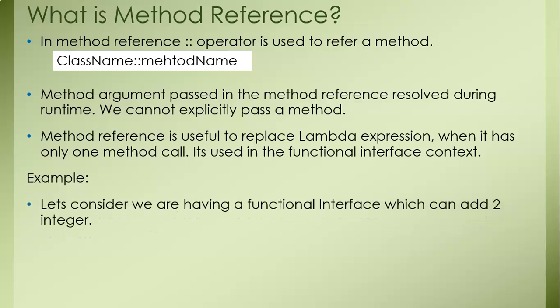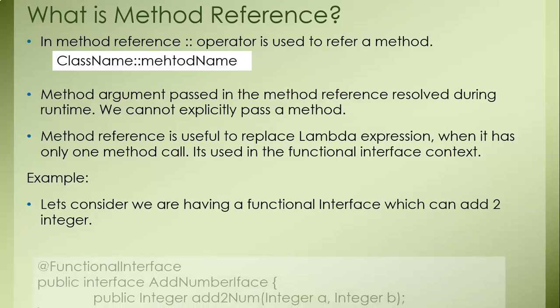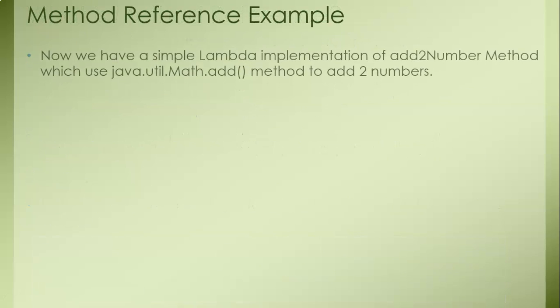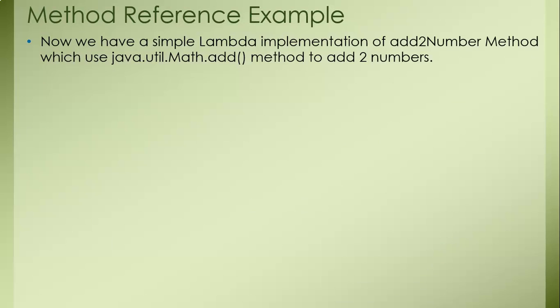Now let us write a simple functional interface, where we are adding two numbers, and it has an add two number method as the abstract method. So we can have a very simple implementation of adding two numbers in the Math library. Since we are working with the method reference, I am going to implement add two number using the Math library's add method. That is going to add two numbers.